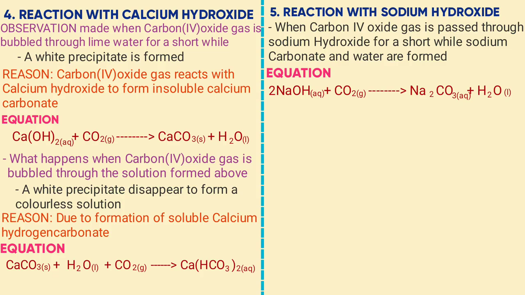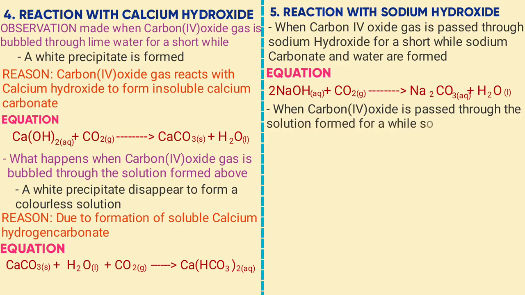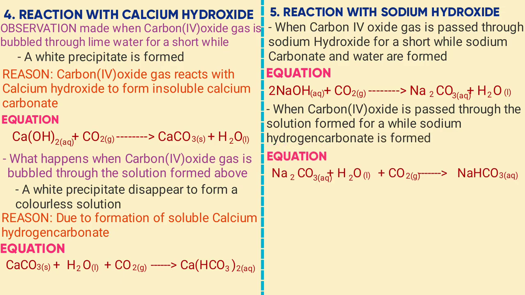Now, when carbon dioxide is passed through the solution formed above, sodium hydrogen carbonate is formed. The equation is as follows: sodium carbonate plus water plus CO2 gas gives you sodium hydrogen carbonate aqueous. Now place 2 where the sodium is to balance the equation. Now, sodium hydrogen carbonate usually precipitates at low temperatures.